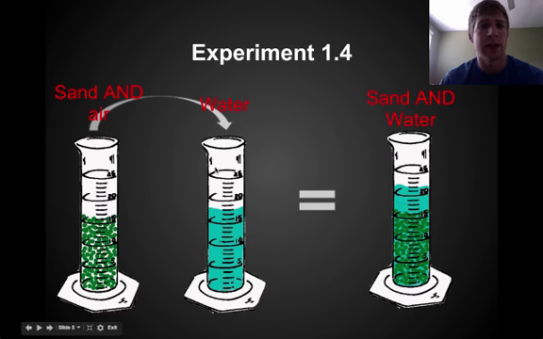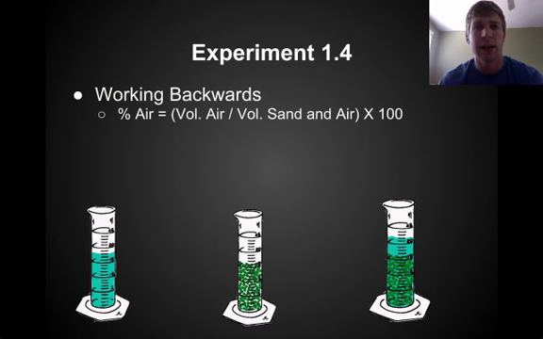With these three data points, sand and air, water, and sand and water, we should be able to calculate the percentage of air that made up our original sample of sand. When I look at the data for this, I always like to start by looking backwards to figure out where I'm going, and then I can figure out how to get there. So my final answer is going to be the percentage of air. I know that I can find a percentage by taking the volume of air, dividing it by the total volume of sand and air, and multiplying it by 100.